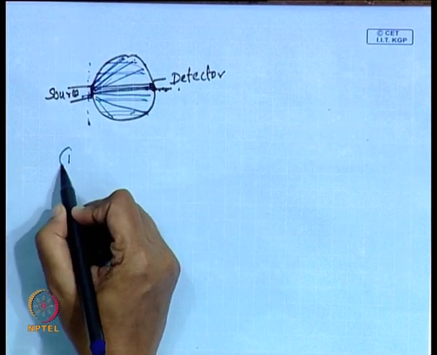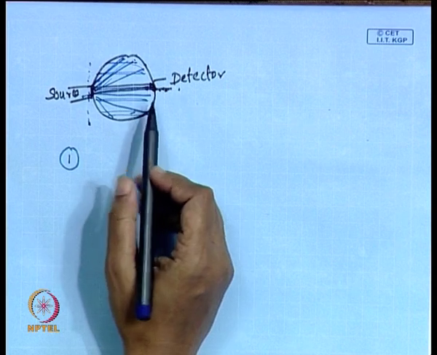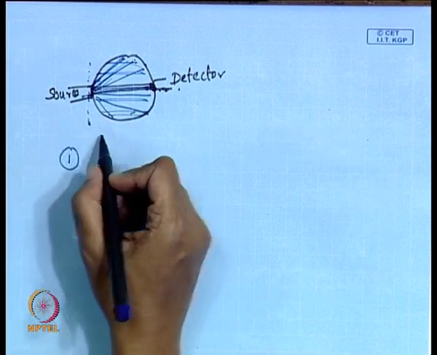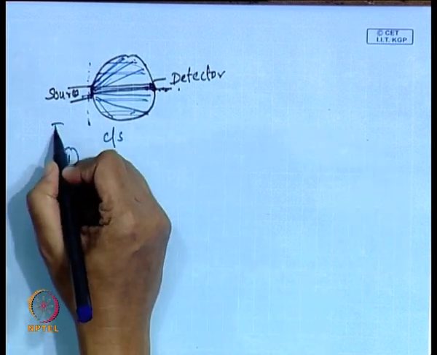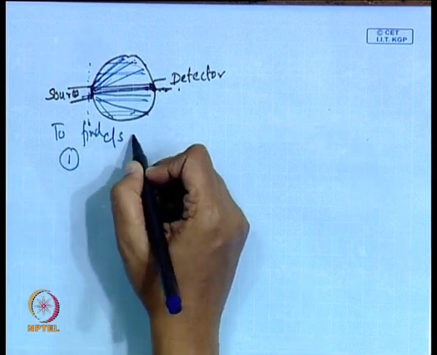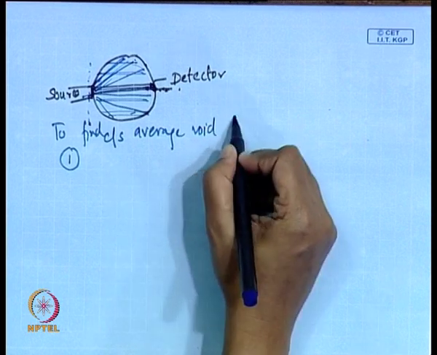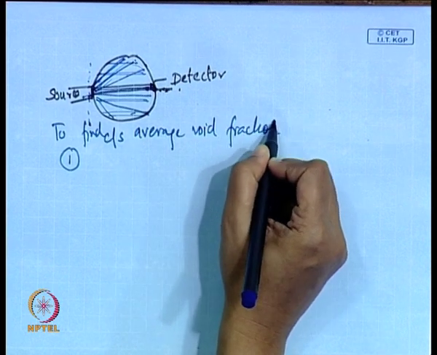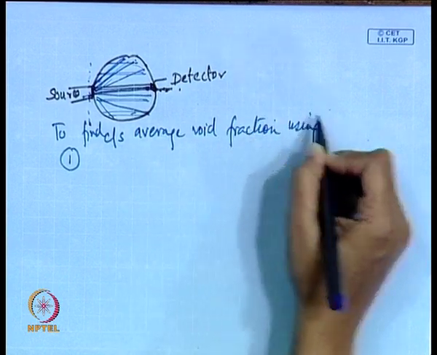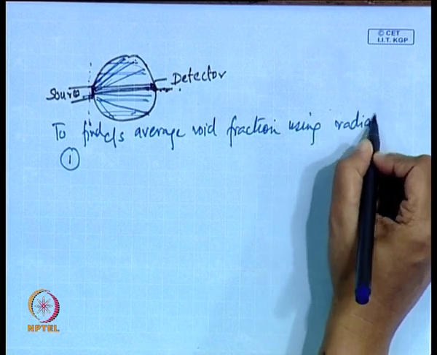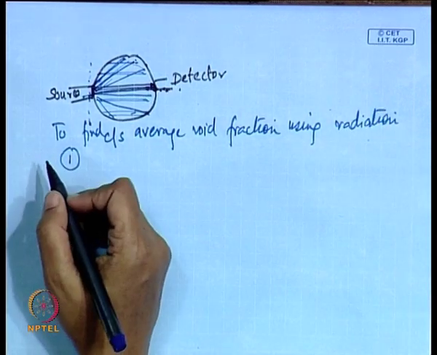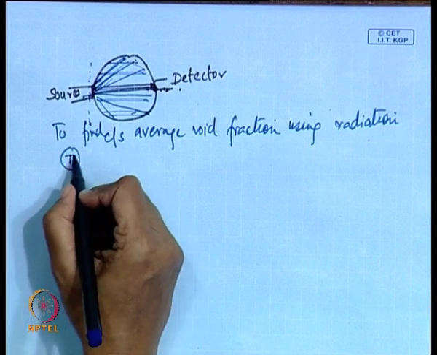So, the first technique of finding the cross sectional average void fraction is using radiation absorption techniques.